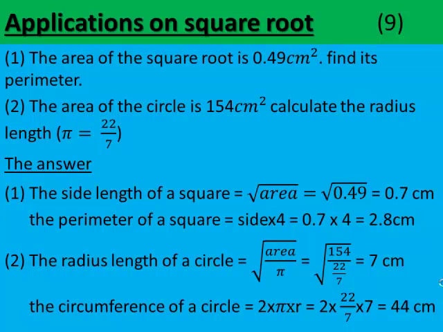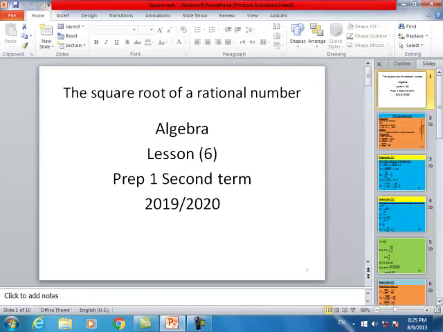Here, I want to remind you that the circumference of the circle equals 2 pi r, which equals 2 by 22 over 7 by 7 equals 44 centimeters.